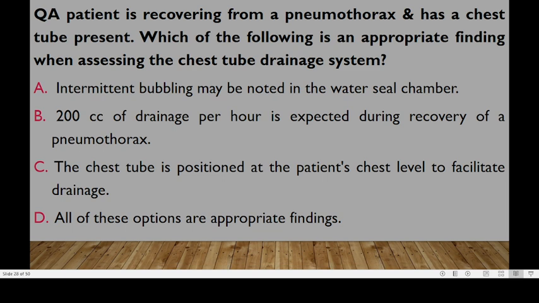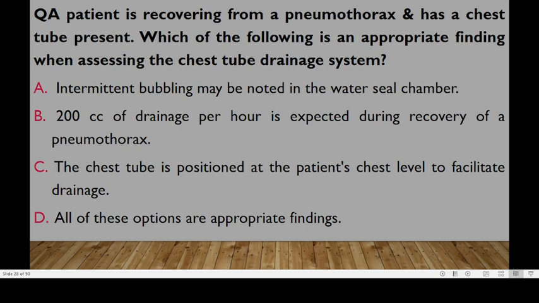So a question goes here: a patient is recovering from pneumothorax and has had a chest tube present. Which one of the following is an appropriate finding when assessing the chest tube drainage? A: Intermittent bubbling may be noted in the water seal chamber. B: 200 mL per hour is expected during the recovery. That one is extremely wrong. You need to have less than 100 cc per hour.